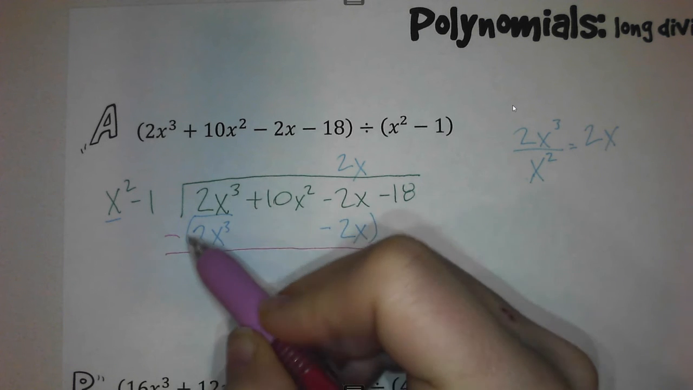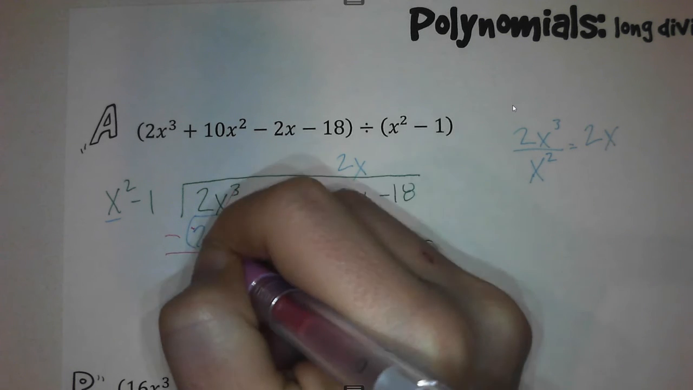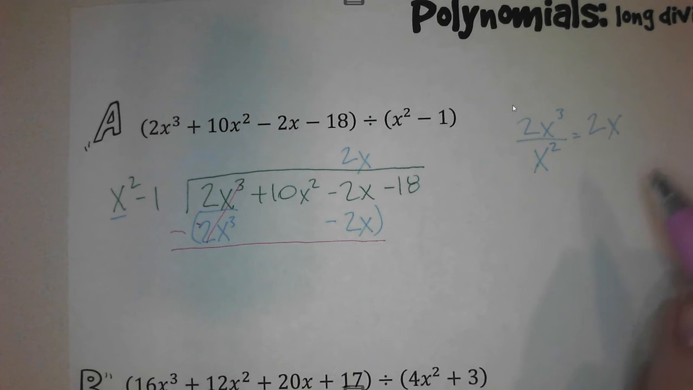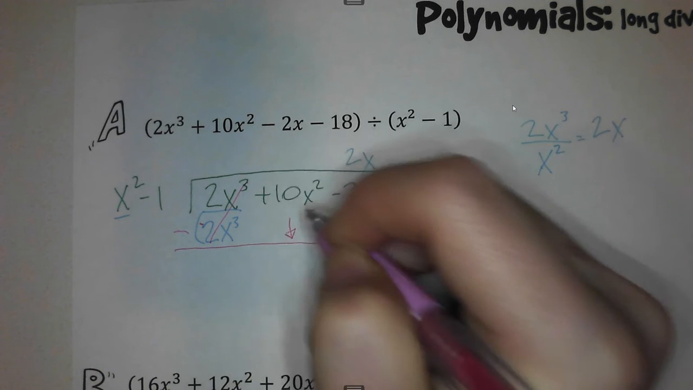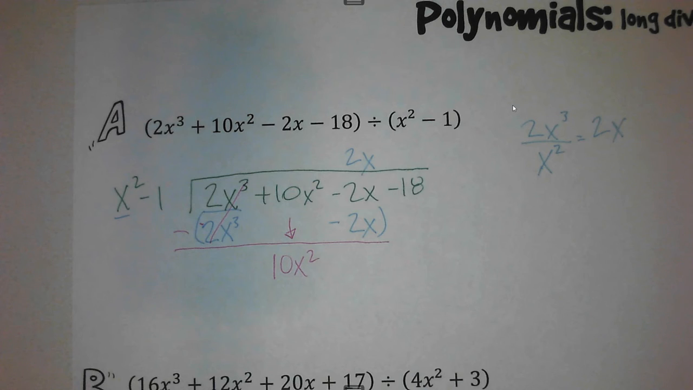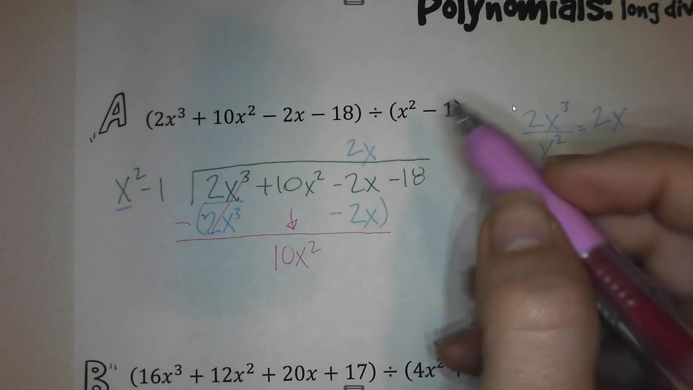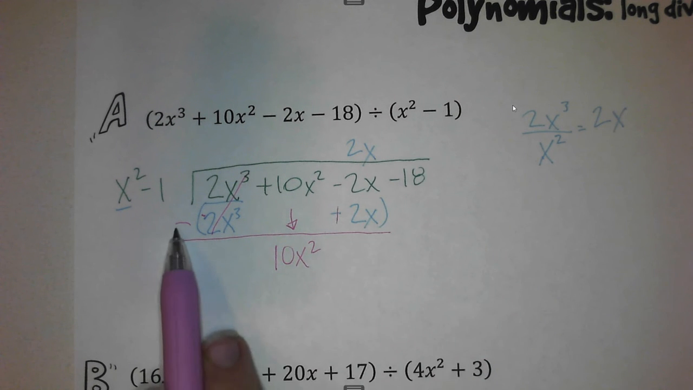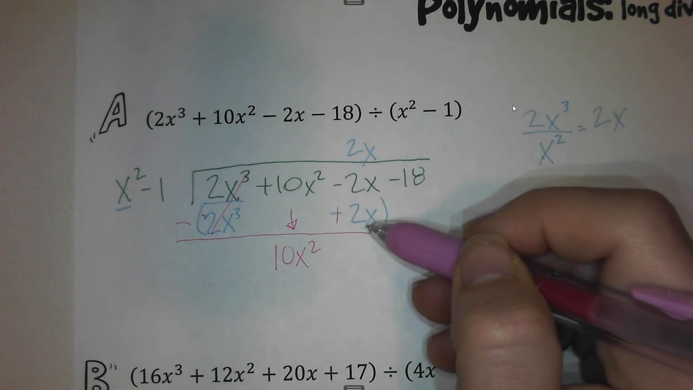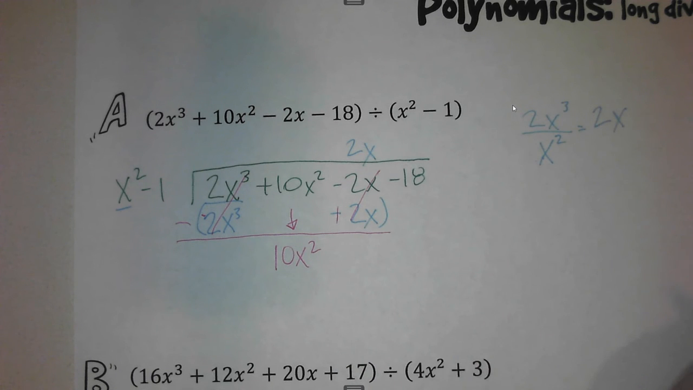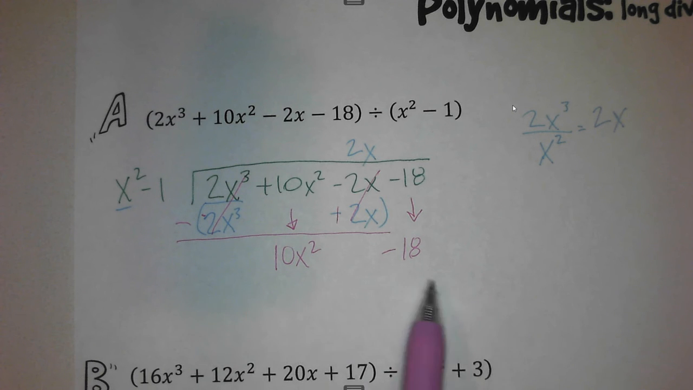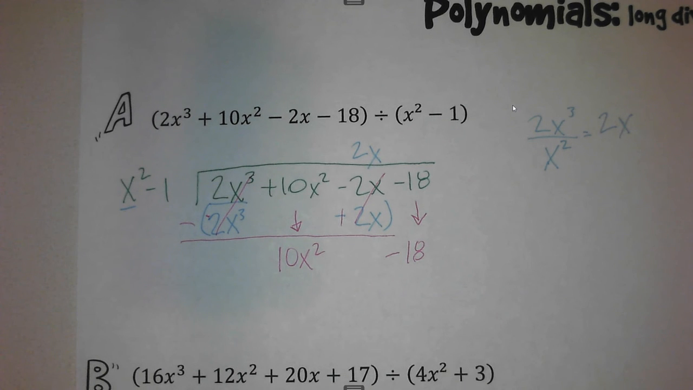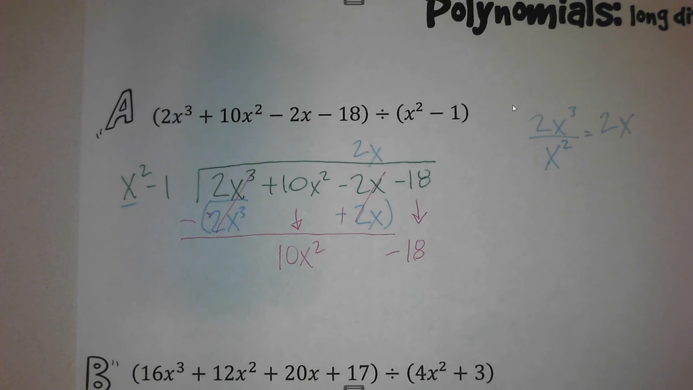We got 2x to the third minus 2x to the third. Those cancel out. That's what we wanted. We've got 10x squared. There's nothing here, so I'm just going to drop down that 10x squared. 2x, that opposite makes it a positive, so it's plus 2x. Those cancel out. So then we're just dropping down. So now our new dividend is 10x squared minus 18.